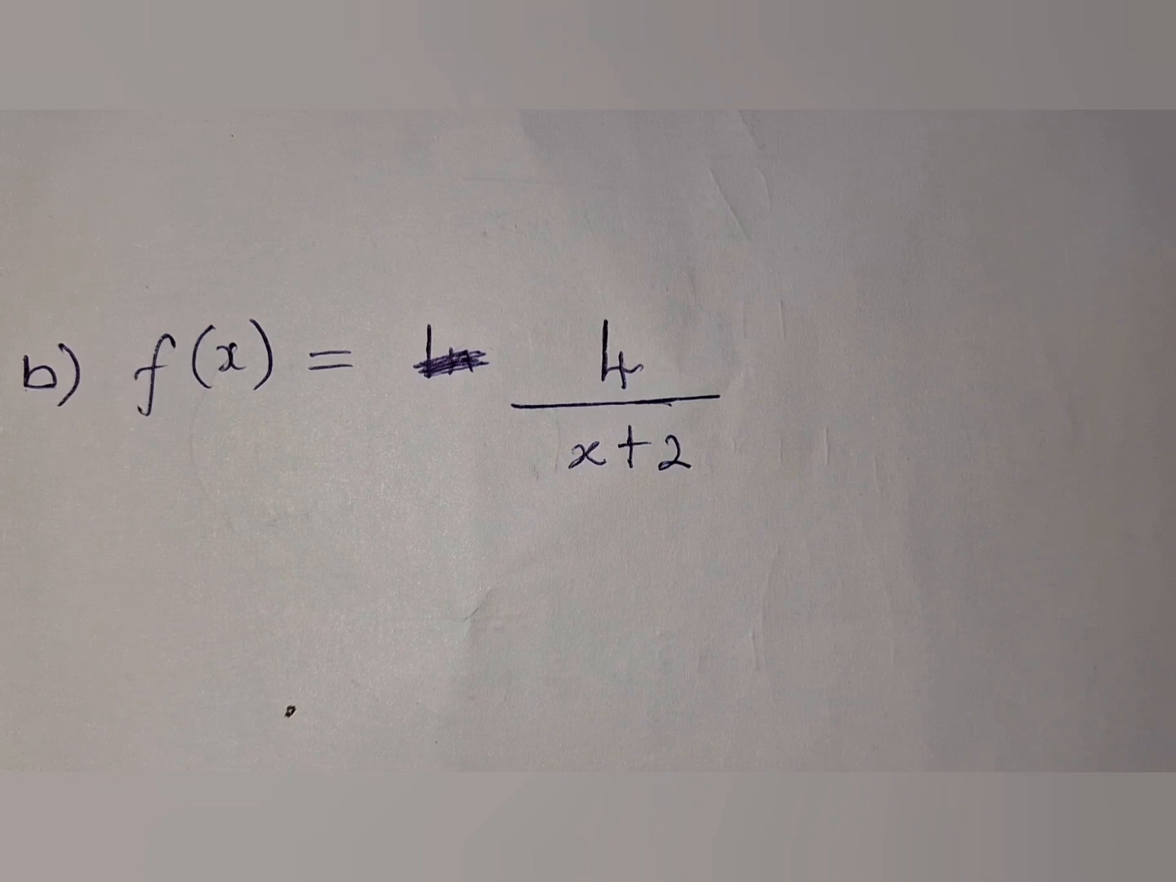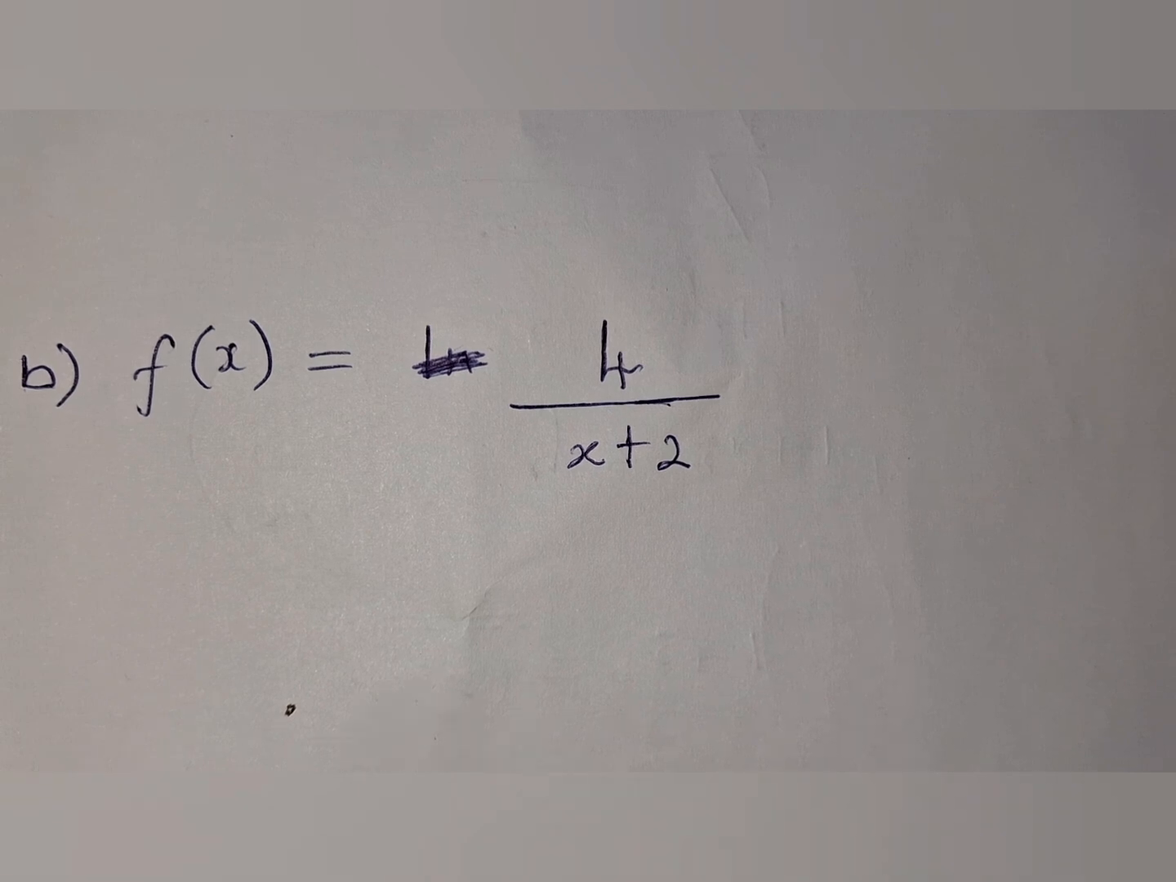Here we don't have a logarithm, but we have a fraction. And the fraction is 4 over x plus 2. But what do we know about fractions? In terms of fractions, if the denominator is 0, the answer is going to be undefined. And if the numerator is 0, the answer is going to be 0.